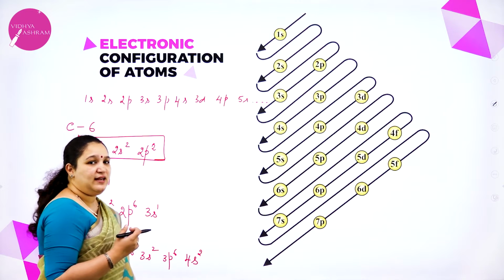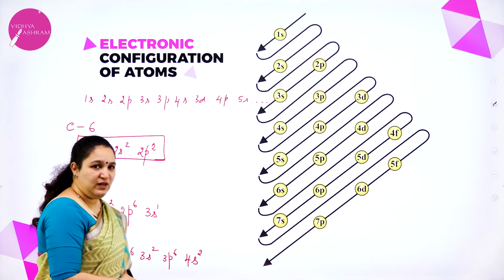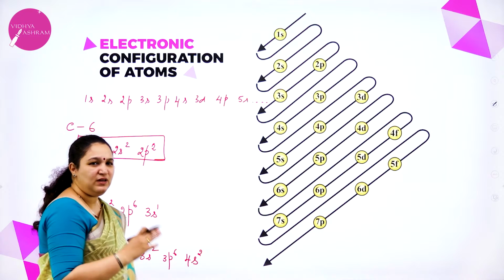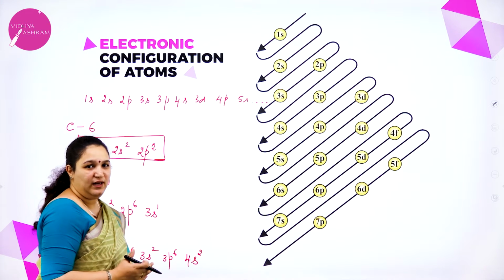Similarly, try to write the electronic configuration for some of the elements which are simple, within 30.